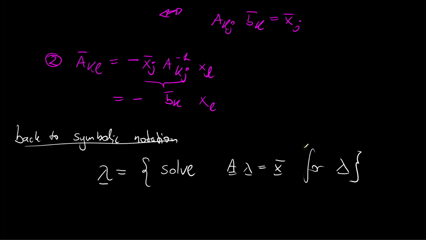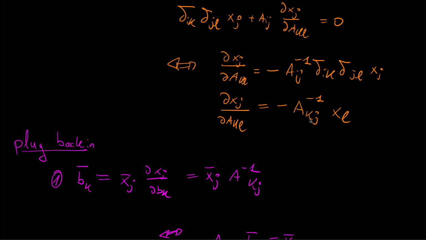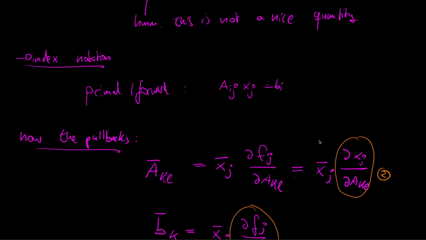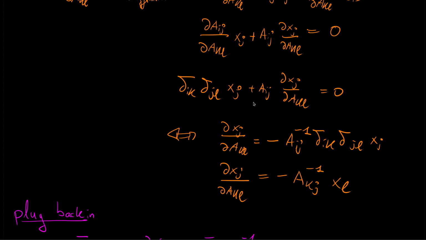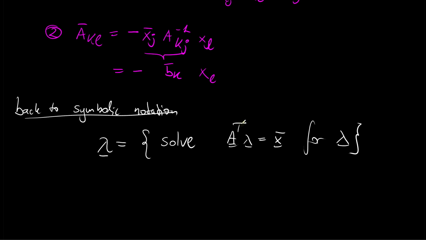But wait a second. This is not what our index notation showed us. Take a clear look. You have A index kj times bk equals xj. And let's look at the primal problem. The primal problem was aij xj. So the rightmost index of the matrix is the index of the unknown vector that we solve for. But here it is not. Here the index that matches the unknown vector is the first one. So we are using the transposed system matrix. So we have a transposed linear system of equations.